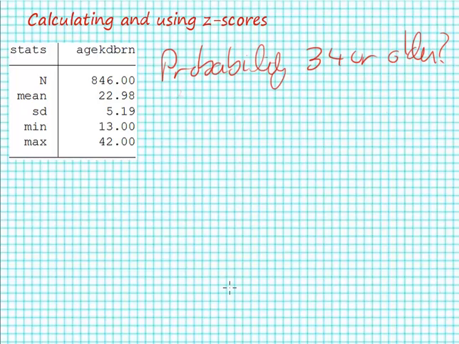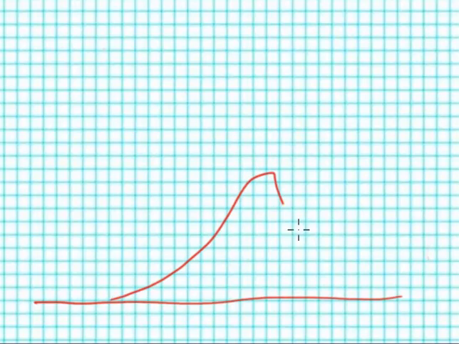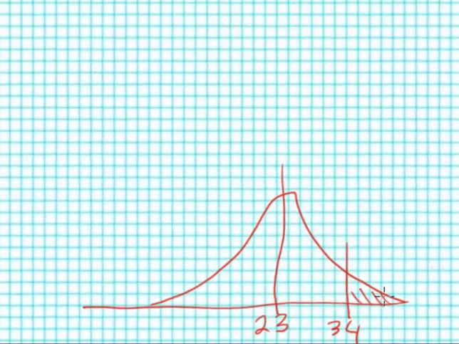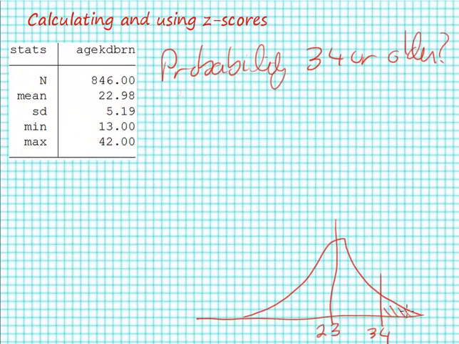I like to go ahead and graph these problems out. There's my normal distribution. I know that the mean is about 23. We're asking, what's the probability of being 34 or older? In other words, being in this tail of the distribution. This is a relatively simple problem. The first step is to solve for our z-score for somebody who's 34 years old.